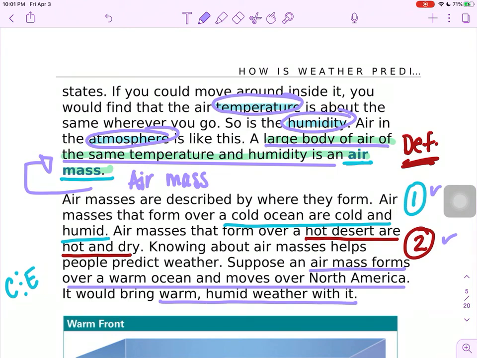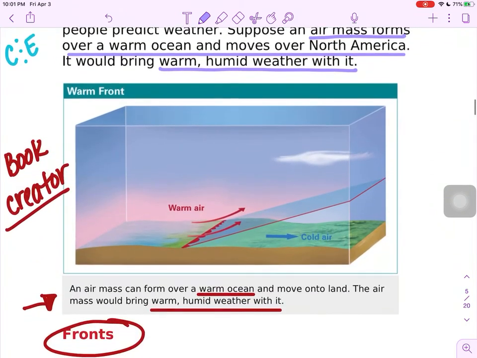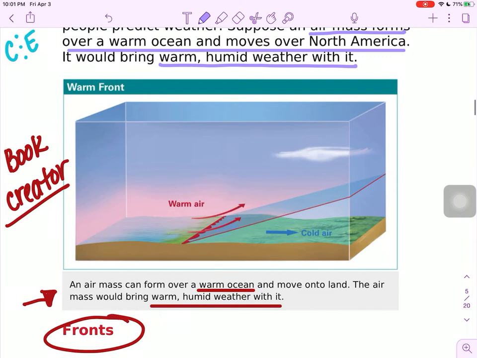So here's another picture, a graphic that could help you with understanding, and also something you might want to take a screenshot of and put in your Book Creator. An air mass can form over a warm ocean and move onto land. The air mass would bring warm, humid weather with it.